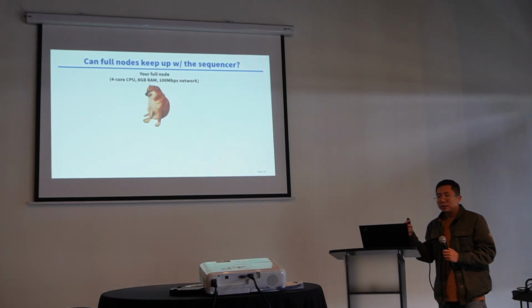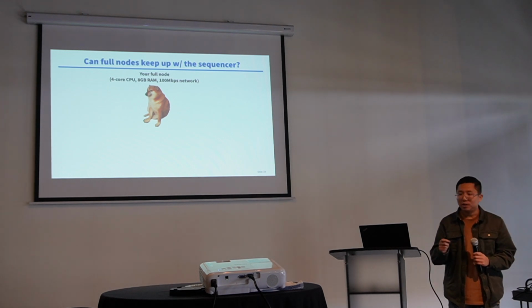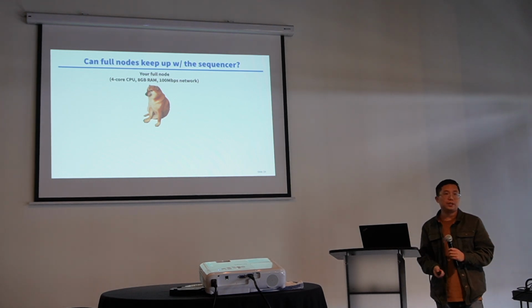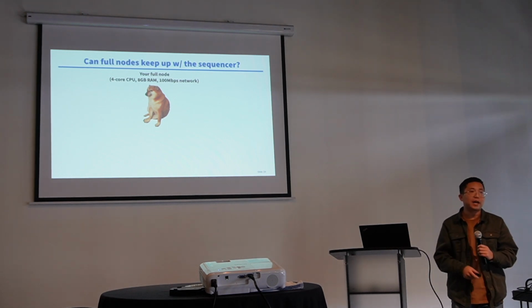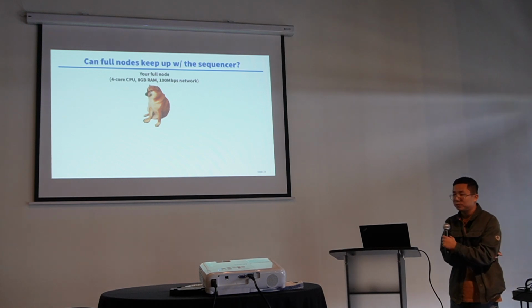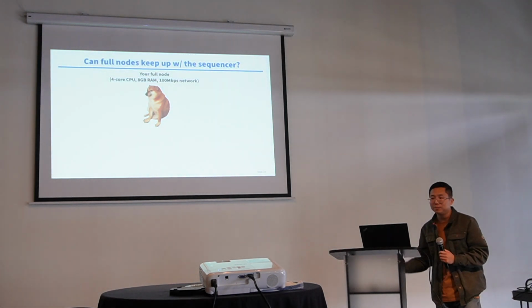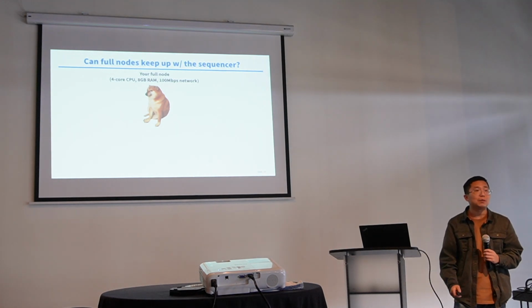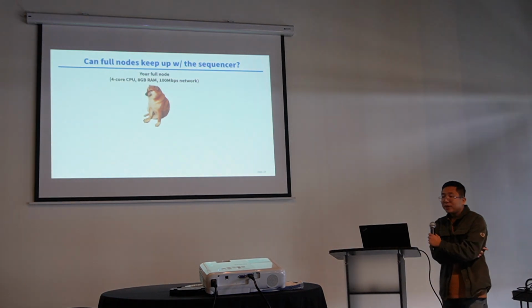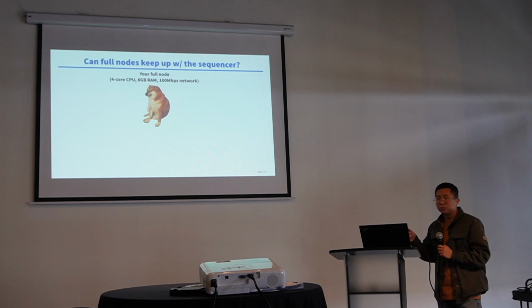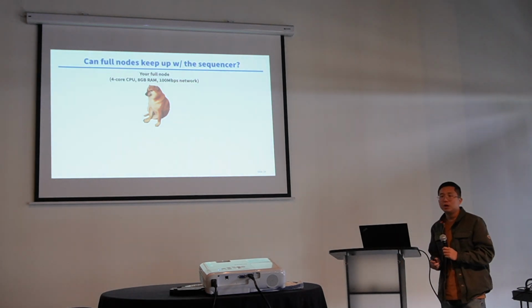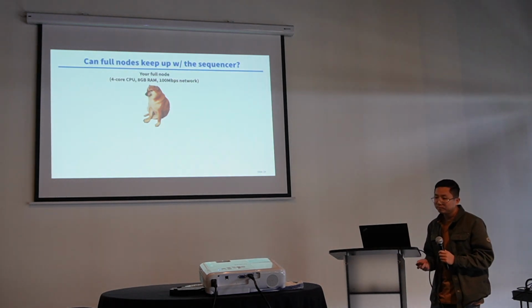But sequencers are not really the problem. The real question here is whether full nodes can actually keep up with the beefy sequencers. Now, this is our full node. Maybe it has a 4-core CPU, 8 gigabytes memory, and 100 megabits per second network connection. How can it keep up? So let's briefly walk through the workflow of a full node.